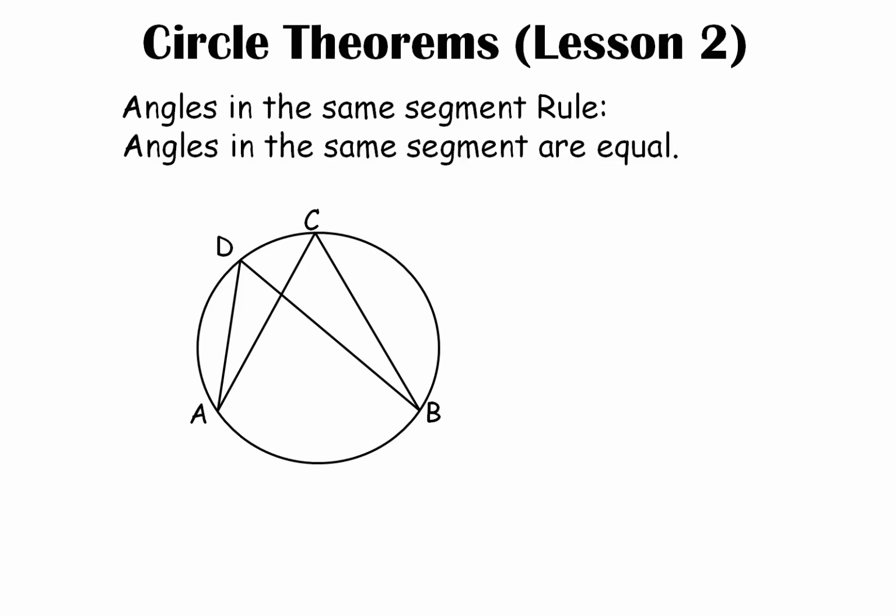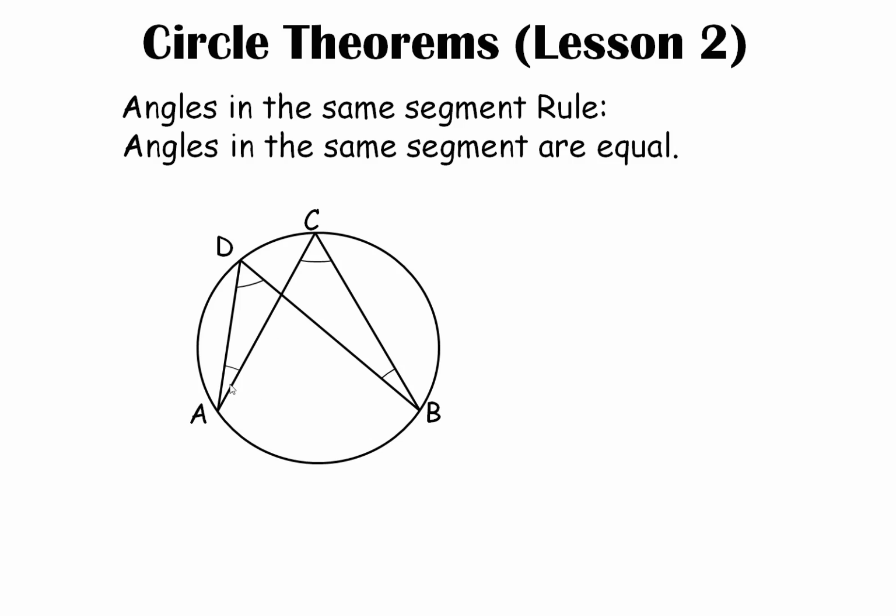So we will see an illustration of that. Let's say we drew two angles in this segment. If we connect point A and B with a chord, we have the minor segment on this side and the major segment here. This angle, whose vertex is at point C, and this angle, whose vertex is at point D, are formed in the same segment. So this rule is saying that once angles are formed in the same segment, those angles are equal. So these two angles are equal.